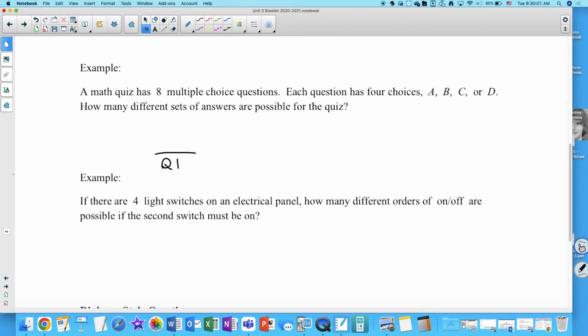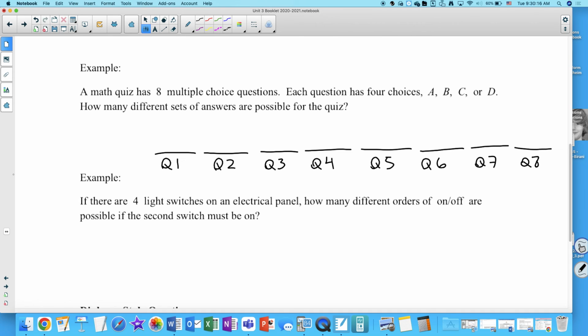Okay. So what I would do is set up Q1, Q2, Q3, Q4, Q5, Q6, Q7, and Q8. Okay, so this is every stage where you have to make a decision. How many options do you have for question 1? 4, because there's A through D. What about question 2? Yeah, these are all 4 options. So all together, it's 4 to the 8. Really, honestly, if you just write that, I'm happy, because this tells me the entire process, okay?